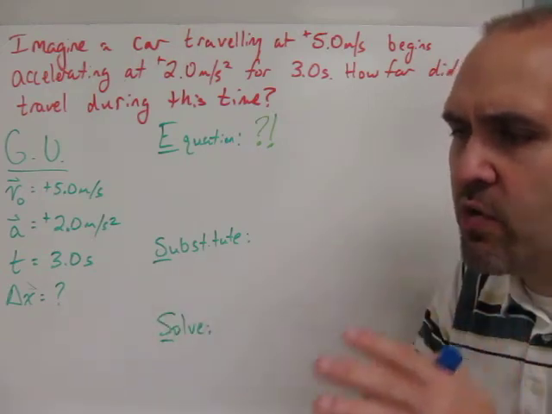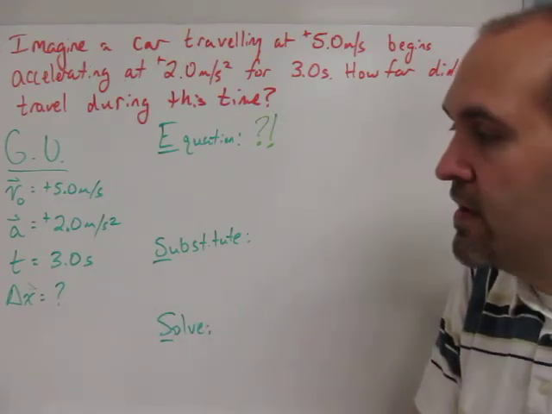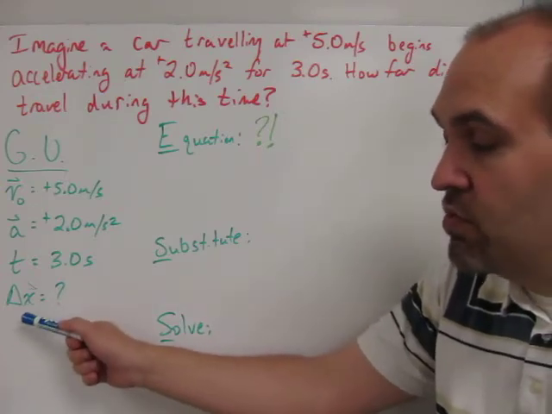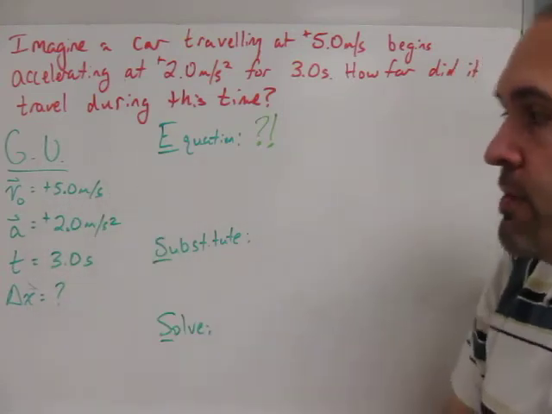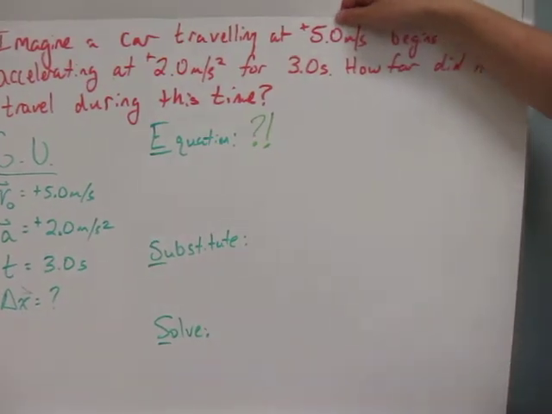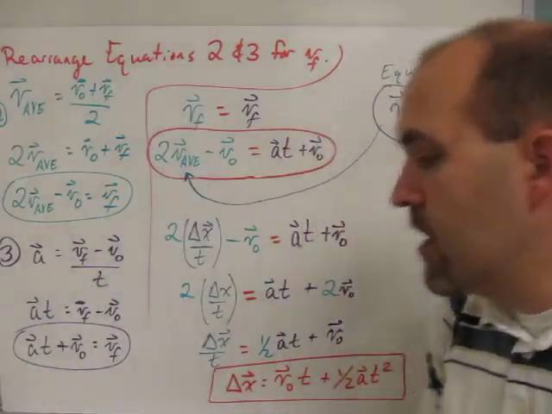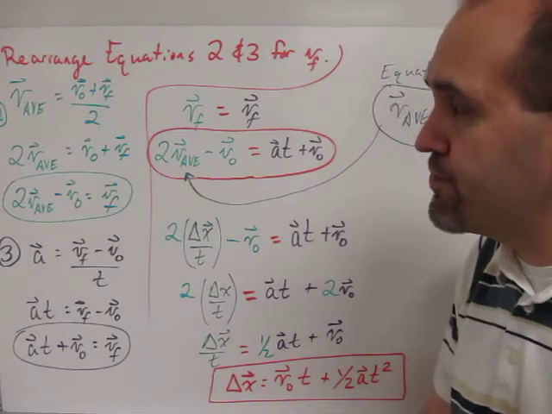We have pieces of equations, and maybe if we solve them separately, we could eventually get to an answer, and you probably could. I'm sure you could. But it would be nice to have a tool, an equation that has delta x, t, a, and v naught. So that's derived on this last one. And remember, we're going to refer back to those 1, 2, and 3 equations.